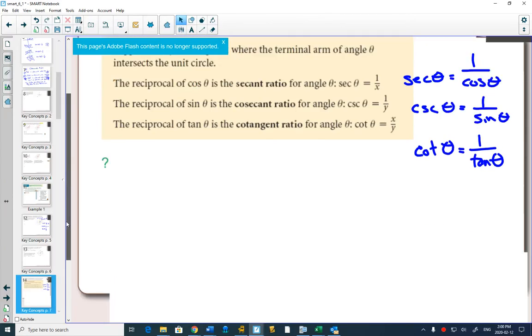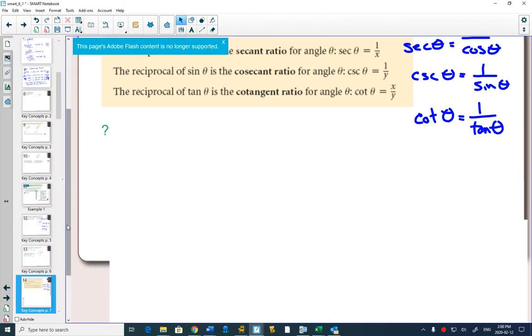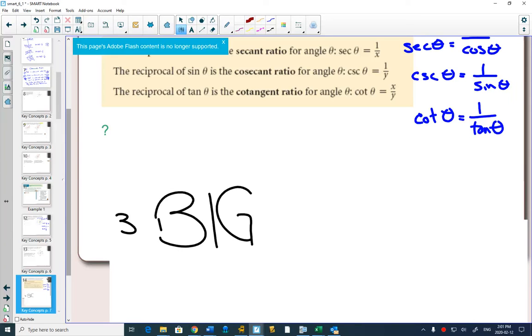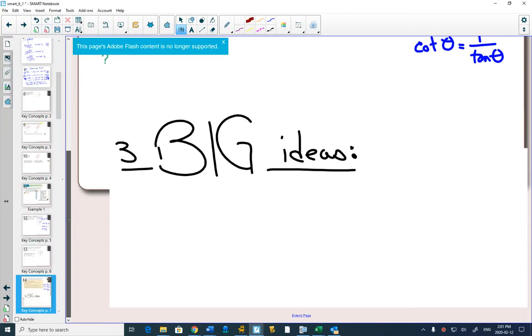So we're going to summarize, and you have space at the bottom of page 470. From that little triangle, we have the three big ideas of the unit. Three big ideas. Can't even underline big, it's too big. Okay, big idea number one.